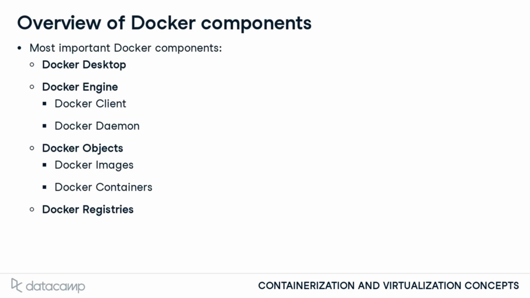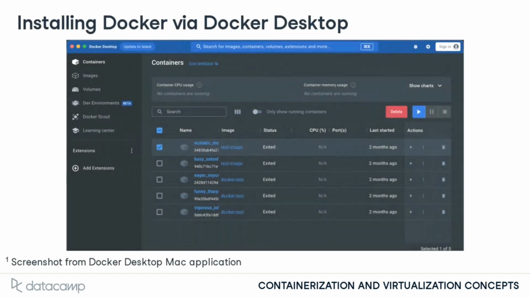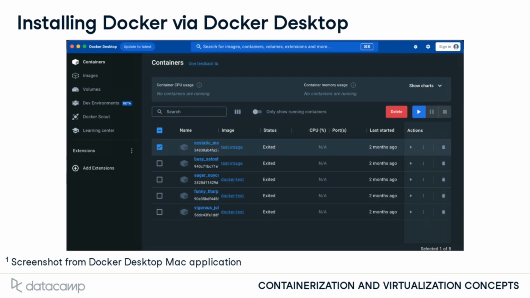Here's a brief overview of important components of Docker's architecture. Let's go through each of them one by one. To get started with Docker, you'll want to install Docker Desktop. It's a desktop application available for Mac, Linux, and Windows. Docker Desktop provides a simple graphical user interface, also called a GUI, for managing your containers, applications, and images.